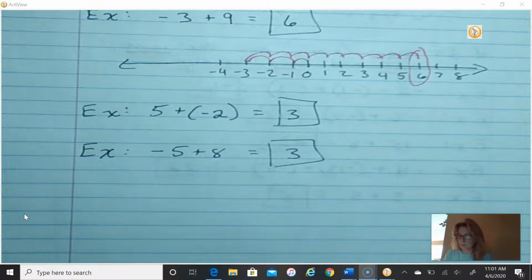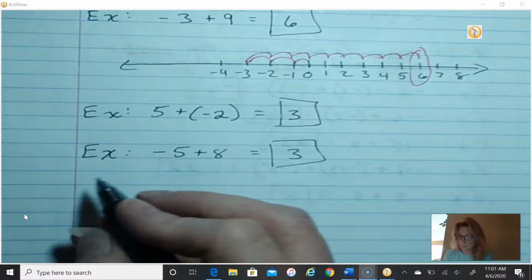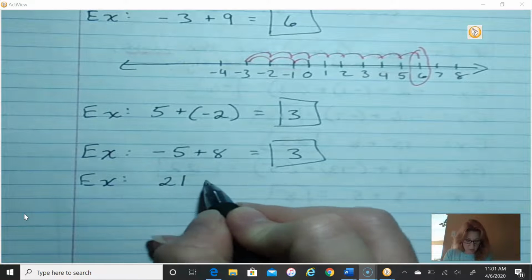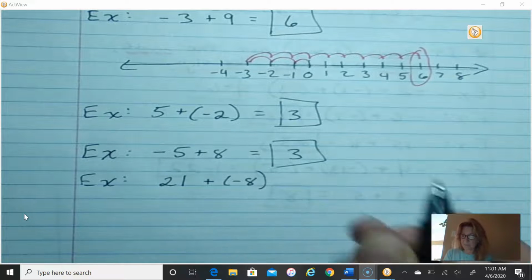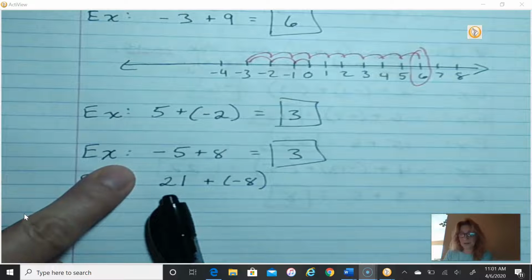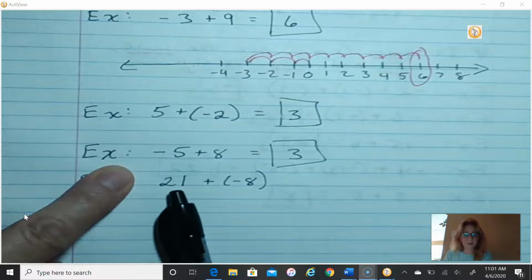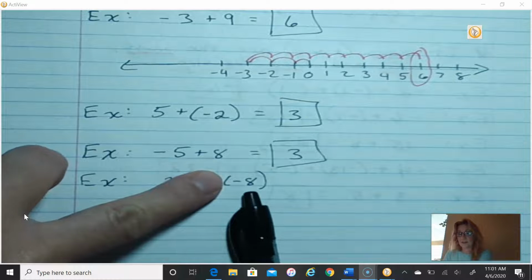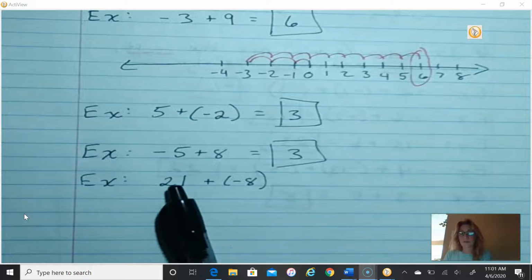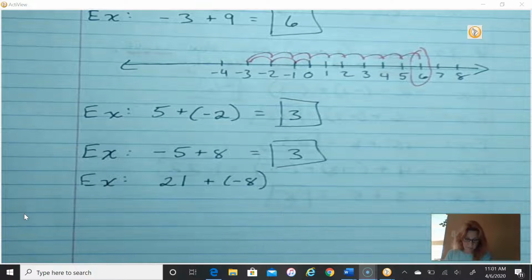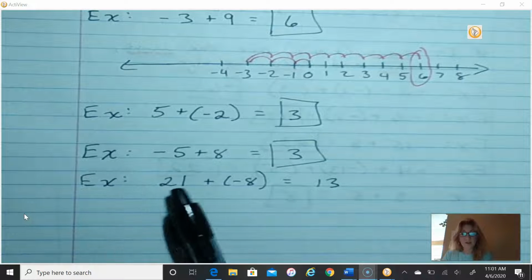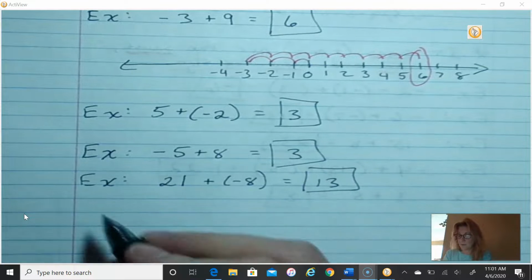Okay. I keep checking if I'm making a mistake. All right. 21 plus negative 8. That 21 is positive, even though it doesn't have a sign in front of it. That makes it positive. That, even though there's a plus sign there, that's negative. The signs are different, because that's positive and that's negative, so you subtract. 21 minus 8 is 13. 21 is your largest digit. It's positive, so 13 is positive.